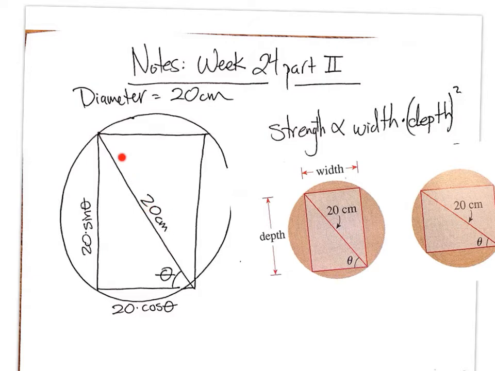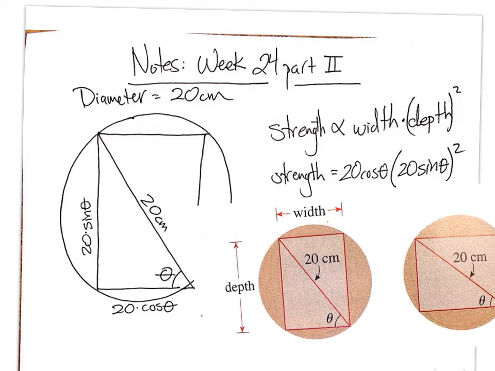Next, I'm trying to keep all that covered up, but if we were to SOHCAHTOA over here, we know that the log has a diameter of 20 centimeters, so the length of this, after doing SOHCAHTOA, is going to be 20 times the sine of theta, and the width of the board is going to be 20 times the cosine of theta. So we say that strength is proportional to the width, which is 20 cos theta, times the depth squared, so times this squared.